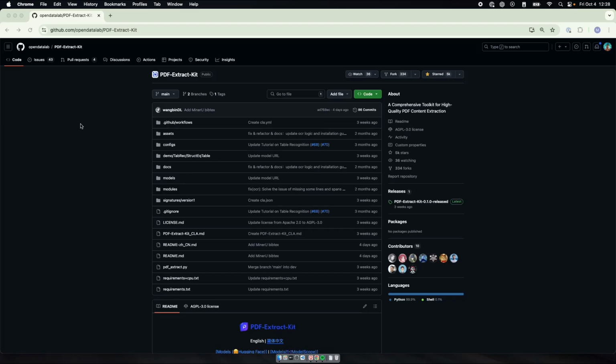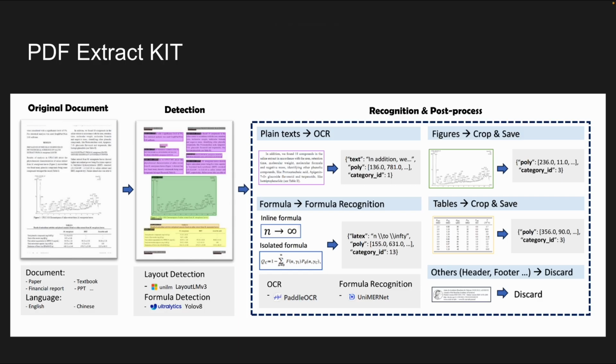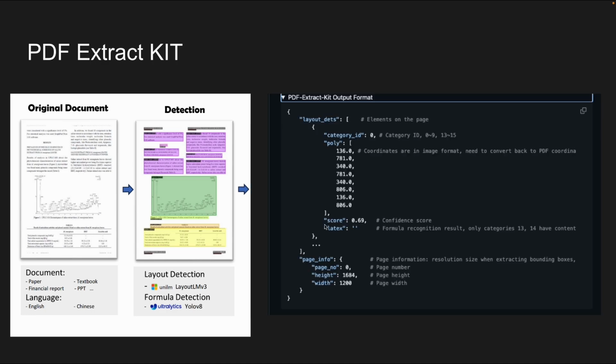In this video, we're going to look into PDF Extract Kit, a comprehensive toolkit for high quality PDF content extraction. So the main idea behind this is, of course, extracting information from various complicated looking PDFs so that at the end we can get a JSON output that we can use to do various different things.